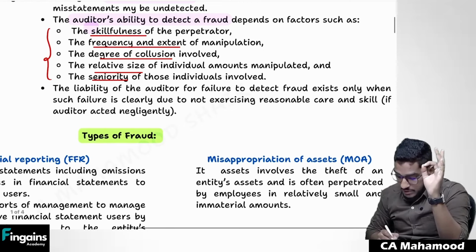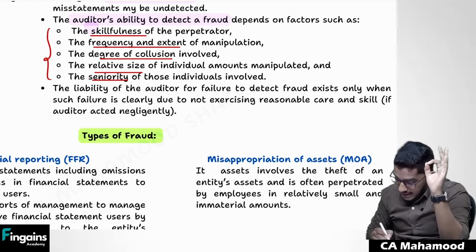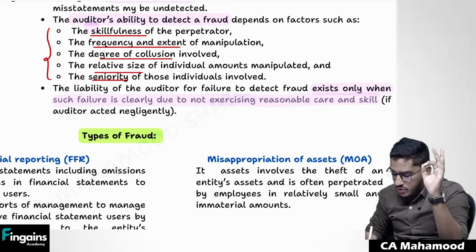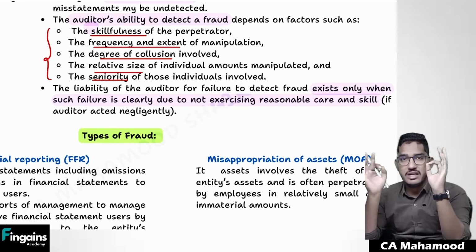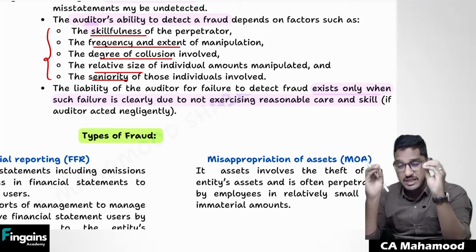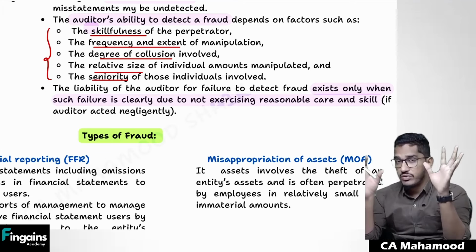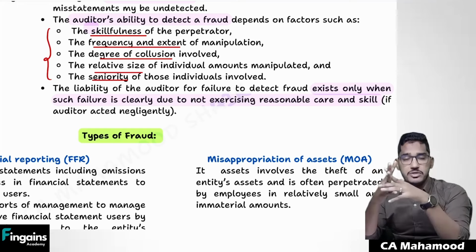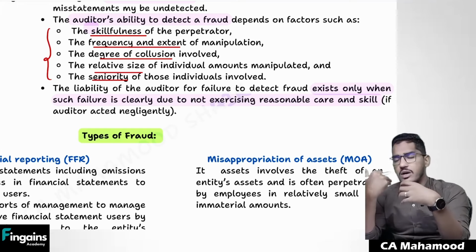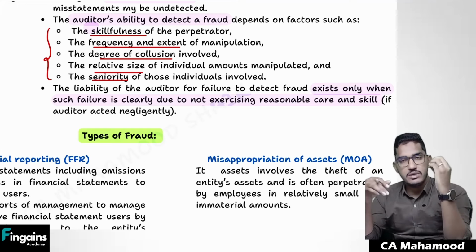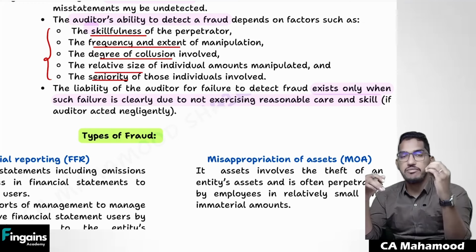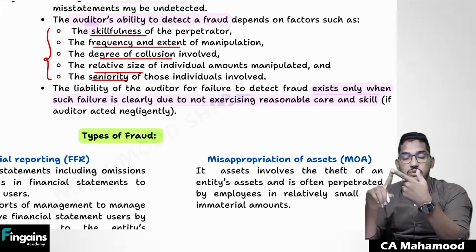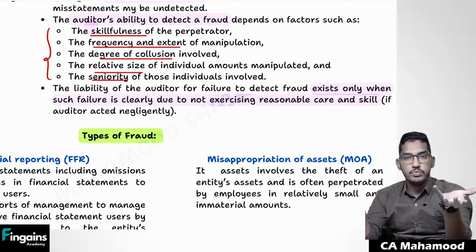So the liability of the auditor for failure to detect a fraud exists only when such failure is clearly due to not exercising reasonable care and skill. That means if the auditor has acted in a negligent manner, that's why he was unable to find the fraud, then he will definitely be held punishable. However, if the auditor has put in all the effort, he was not negligent, he was sincere, he was honest, he did everything in his control, but still he is unable to find the fraud, then he will not be punished. Now the doubt comes: whose responsibility is it to prove?